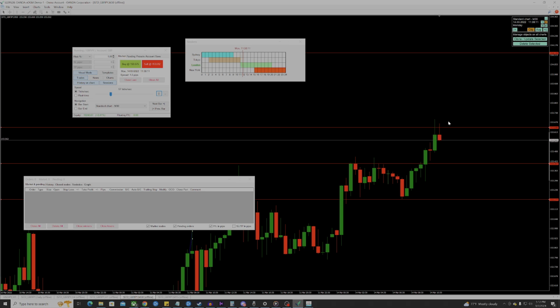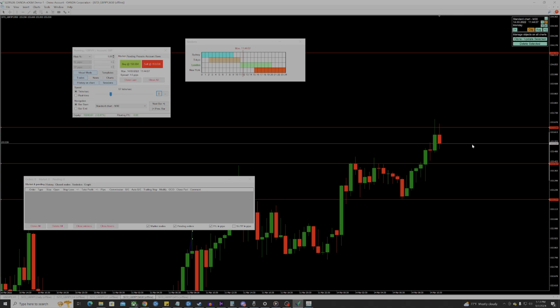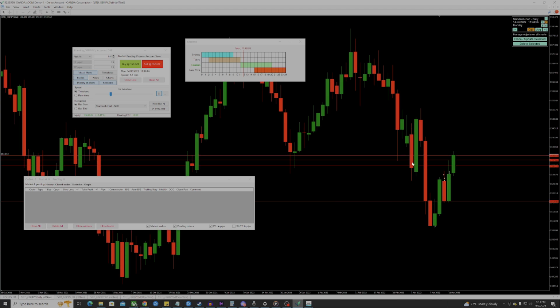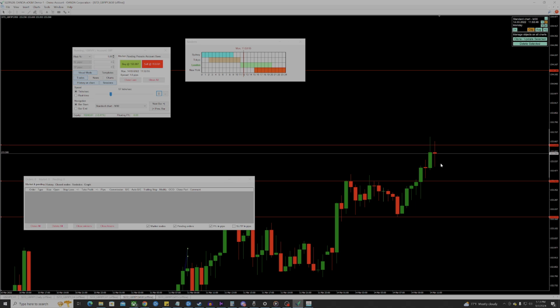Especially with it dropping down and making this ginormous wick. It's a lot of a liquidity grab, and we know price wants to move bullish. You can tell that in the daily. We got room to move. I would like to see a closure above though. That would be beautiful.